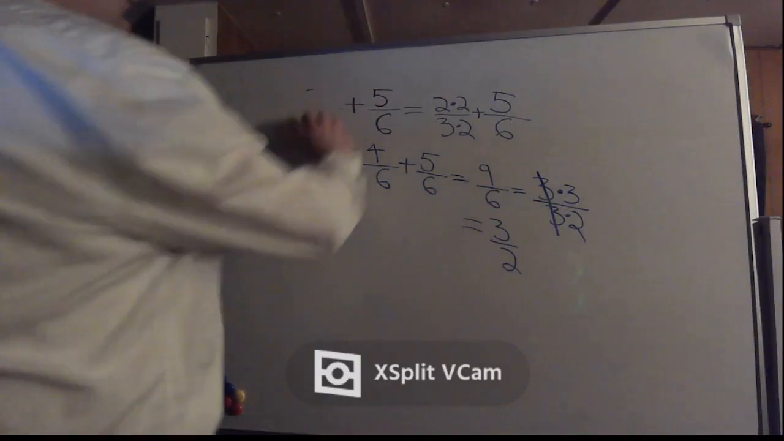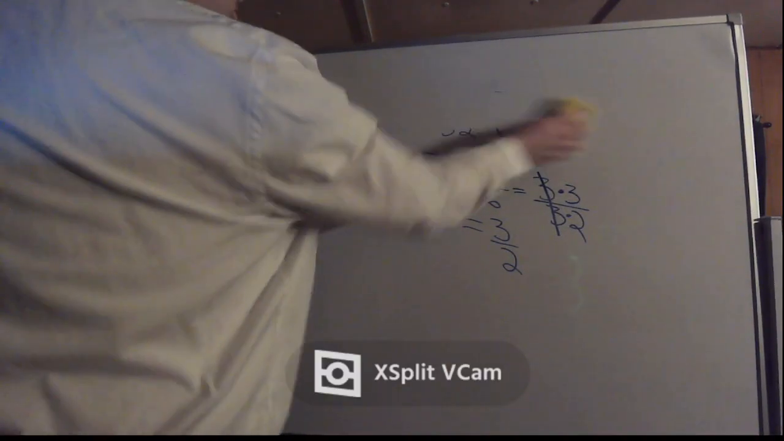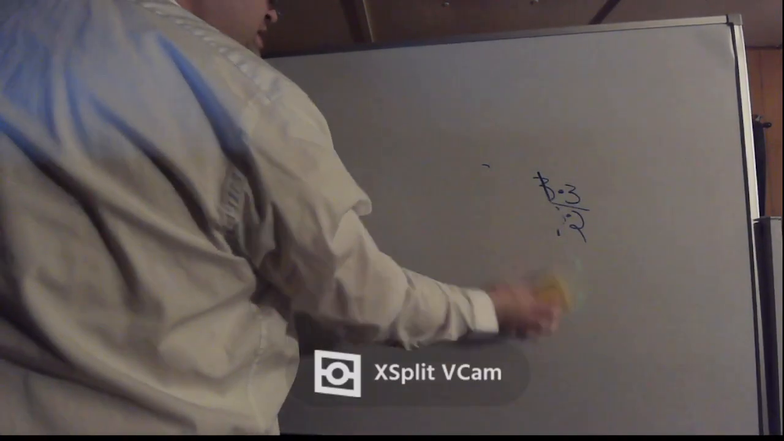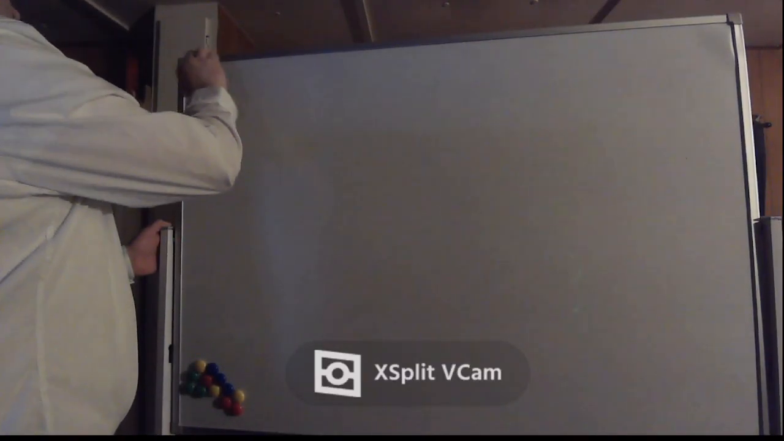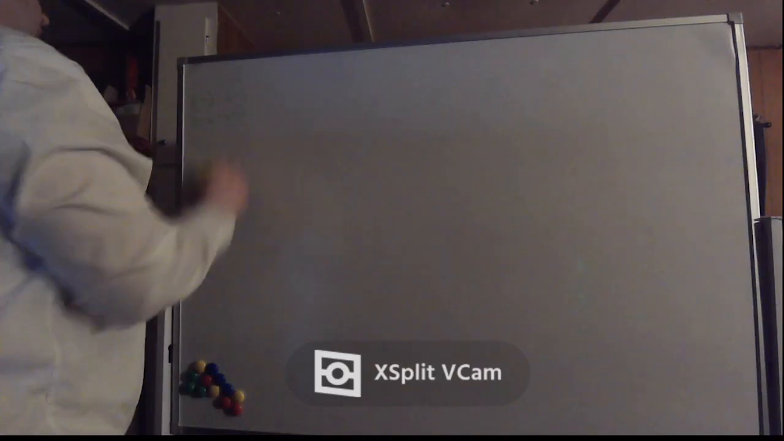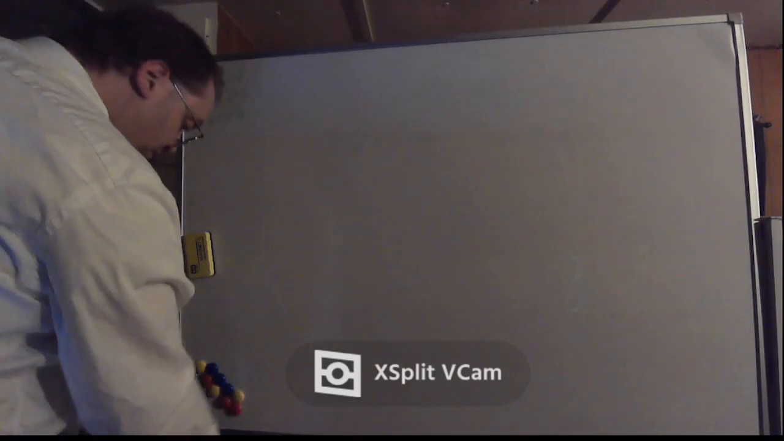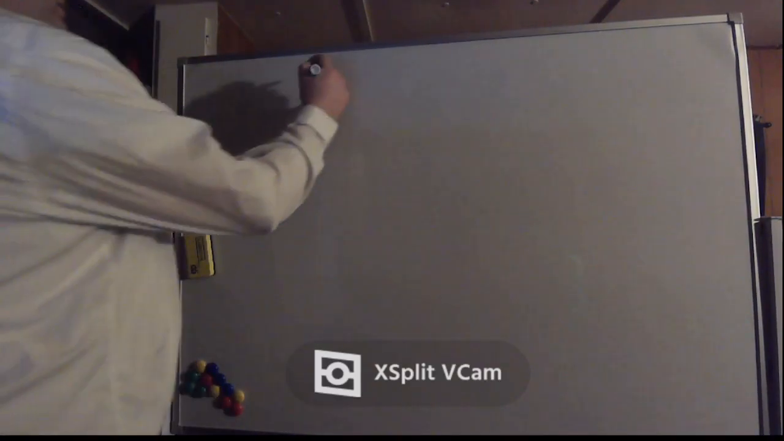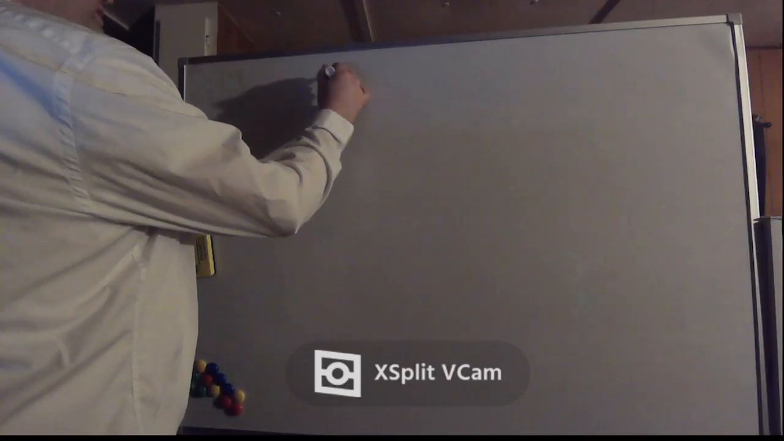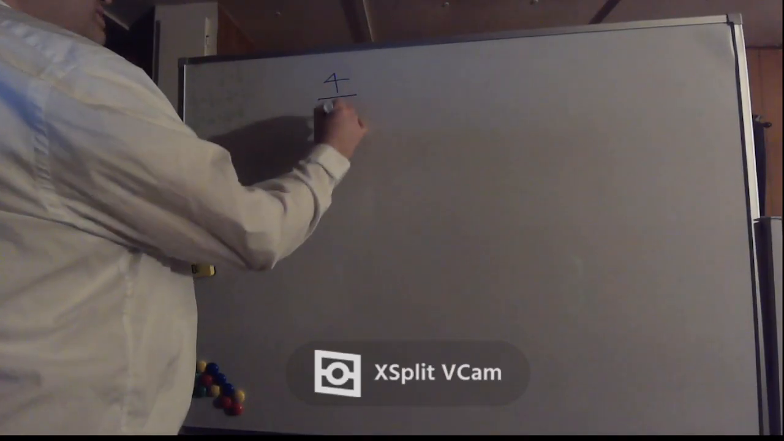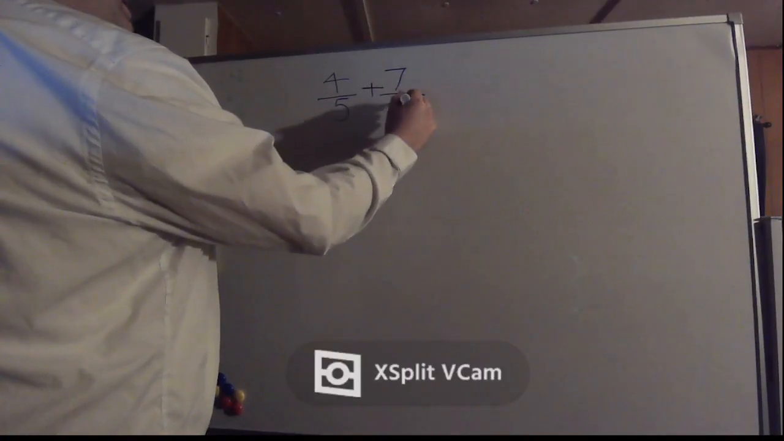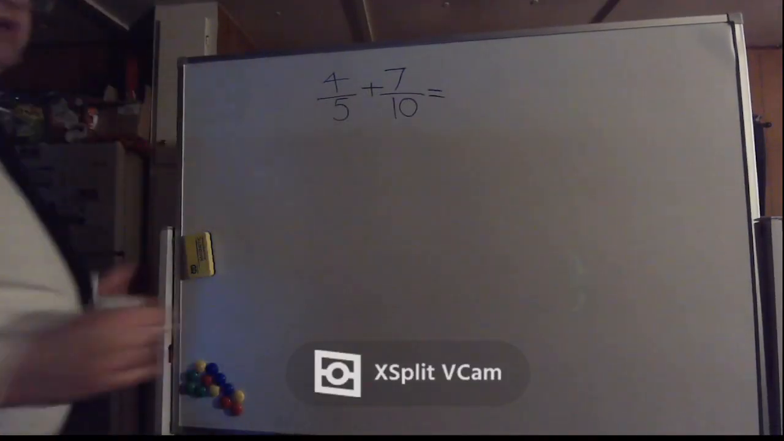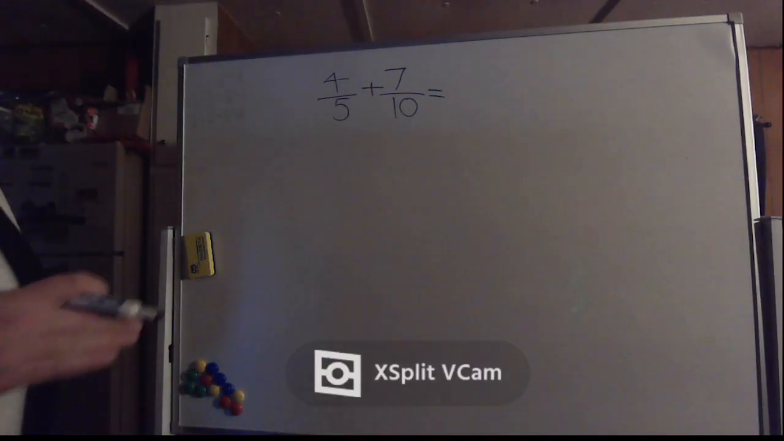We got more examples here. Always got to put your final answer in simplest form. Alright, what do we got here? We have 4/5 plus 7/10. Alright, so we got 4/5 plus 7/10.